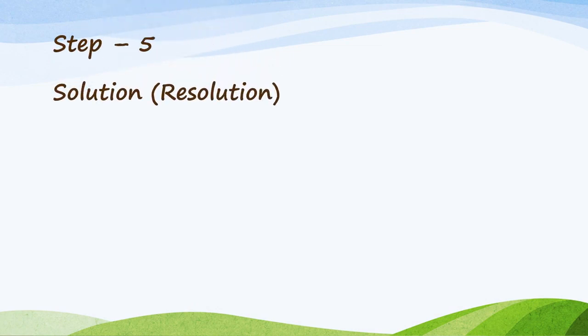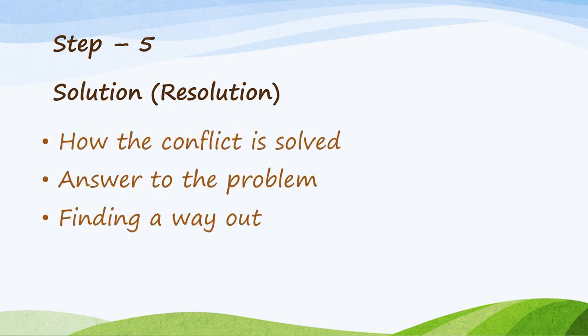Step 5, solution or resolution. How the conflict is solved, answer to the problem, finding a way out. Let me explain this. This is the most important part of the story. Here, the characters, main and subordinate, together come out of problems. This makes the reader happy.